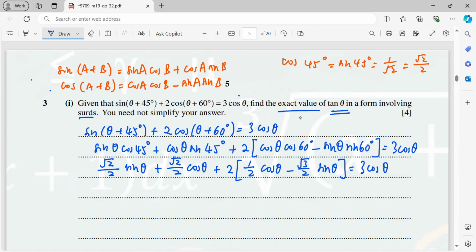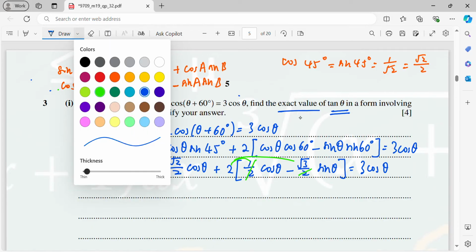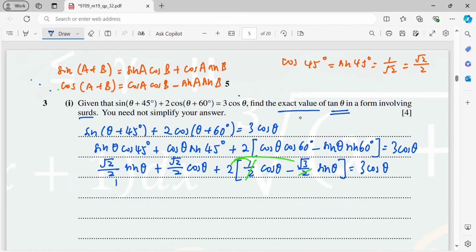Okay, so now the next step is going to be multiplying these two. So 2 times half is basically 1. That means the denominator will be cancelled off. And then I will open the brackets and simplify, or probably I rewrite first. So when you open the brackets, the first two terms just rewrite.